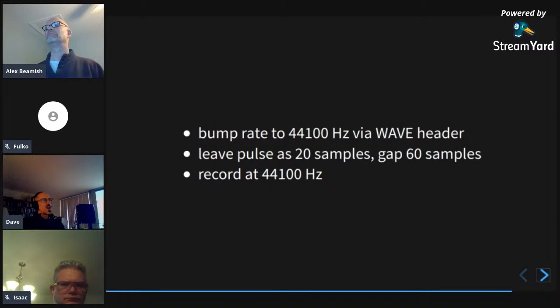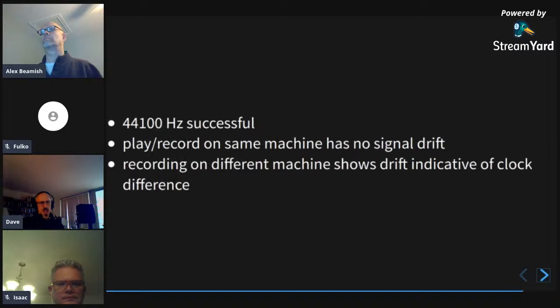Okay, so I bumped up the rate to 44,100 hertz, which is sort of your standard CD wave sampling frequency. I left the pulse the same shape and the same size, and just said, oh, well, this worked. All I needed to do was change the wave file, change the number of the sample frequency and the average sample frequency. And there's not really much change on the decoding side either. And it worked.